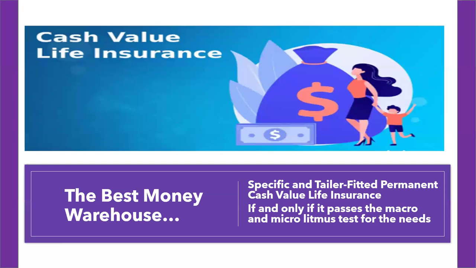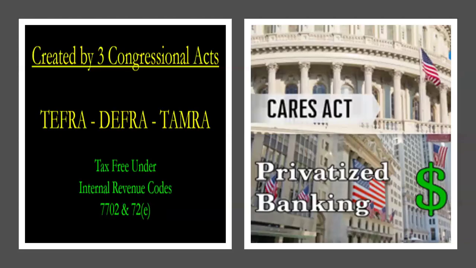So that's why cash value life insurance, and once again, we've been stressing that throughout this entire training, specific and tailor-fitted permanent cash value life insurance, if and only if it passes the macro and the micro litmus test for the needs of that particular client. Remember, all clients are different. Sometimes these strategies work perfectly. Sometimes they don't work. Maybe the back end doesn't work for one or more variable reasons. You always want to do what's best for the client and help them understand everybody's situation is different. That's why we have evaluation processes and a whole back end of things that we do to make sure that it makes sense.